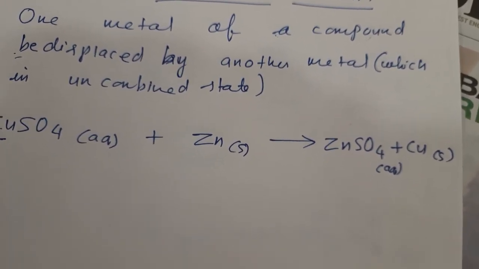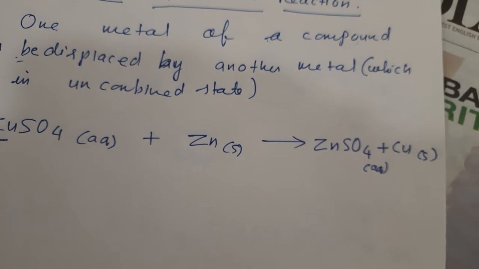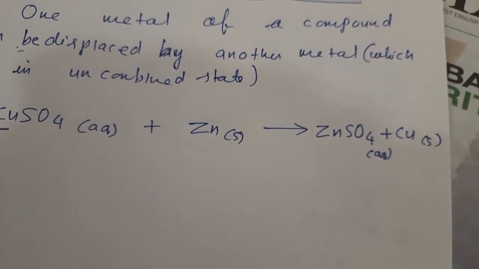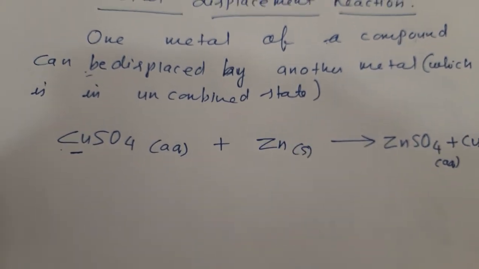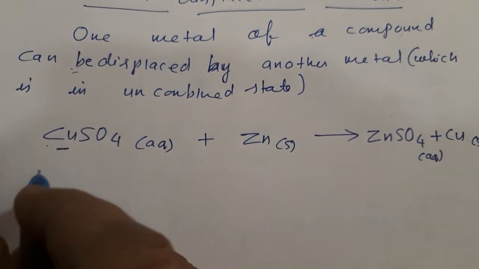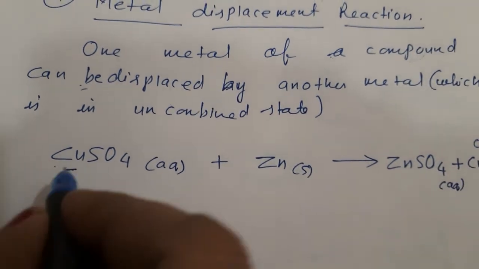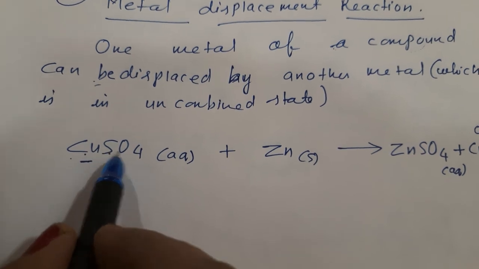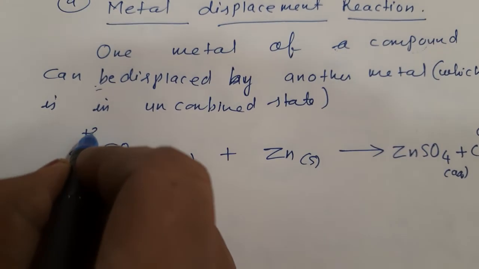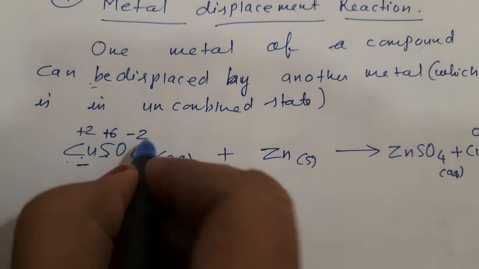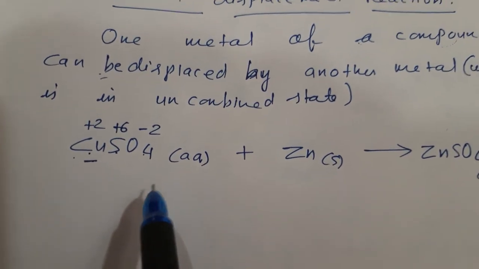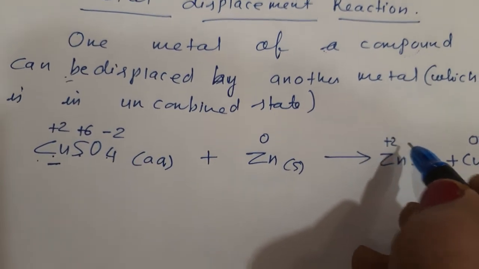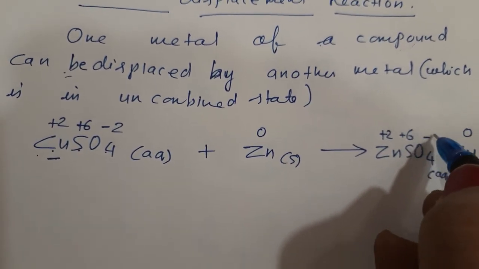In this way, what is the utility? Metal displacement reactions find many applications in metallurgical processes, in which we obtain pure metal. If you find the oxidation state, here copper is 0, you know. Here if you find, it is +2, +6 and -2. Copper +2, +6 and -2. You all know how to find it yourself. Here zinc is 0 and here zinc is +2, sulfate again 6 and oxygen again -2.